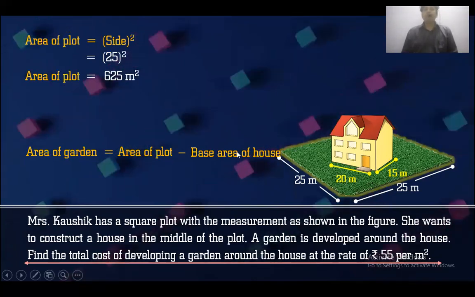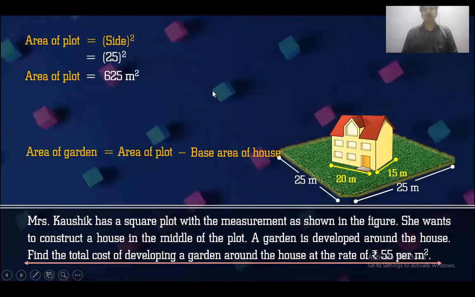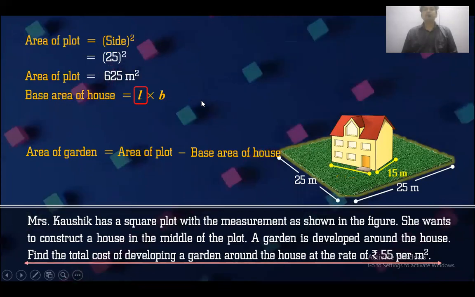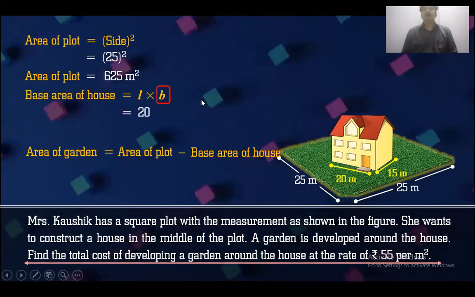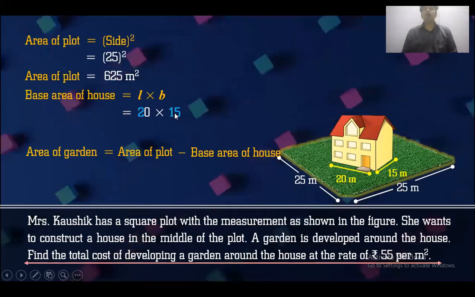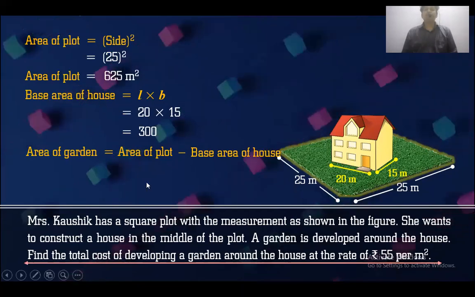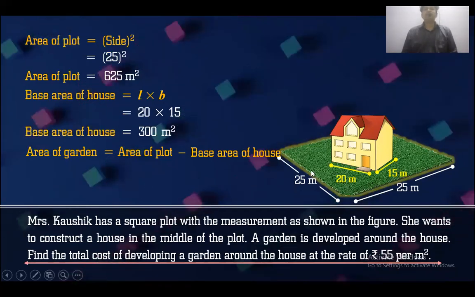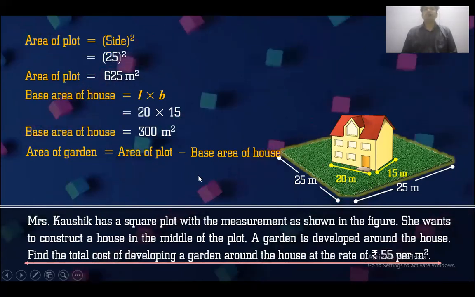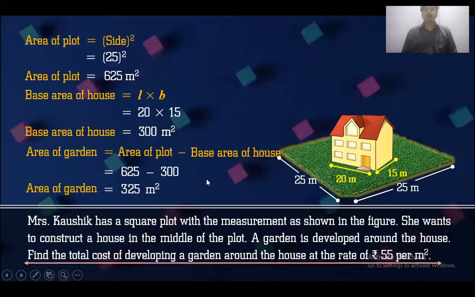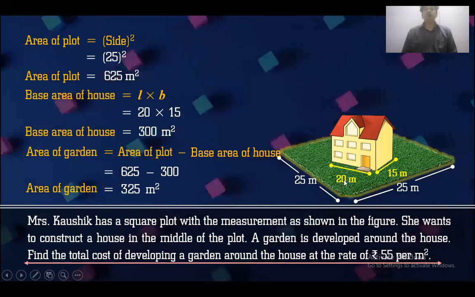Now the base area of house. Obviously the house is constructed on a rectangular plot of 20 meter length and 15 meter breadth. So I'll use the area of rectangle, which is length into breadth. Putting length as 20 and breadth as 15, I'll get 20 into 15, means 15 twos are 30 and one more zero above it. So that area will be 300 meters square. The garden is developed around the house in the remaining plot. So the area of total plot minus the base area of house gives me 625 minus 300, which is 325 meters square.